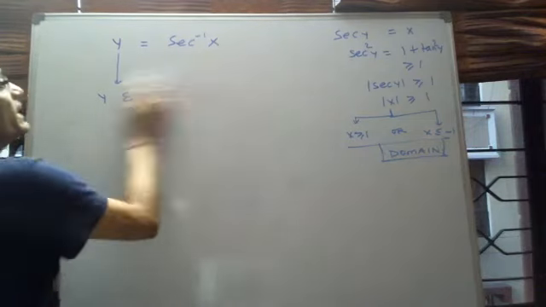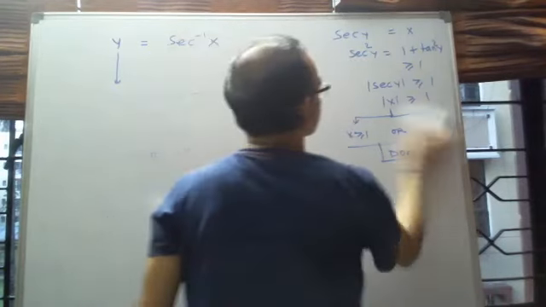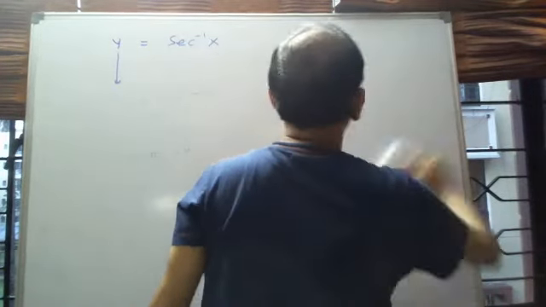Now, so the domain is mod x greater than or equal to 1, and the range is 0 to pi excluding pi by 2. What will be its graph, child?